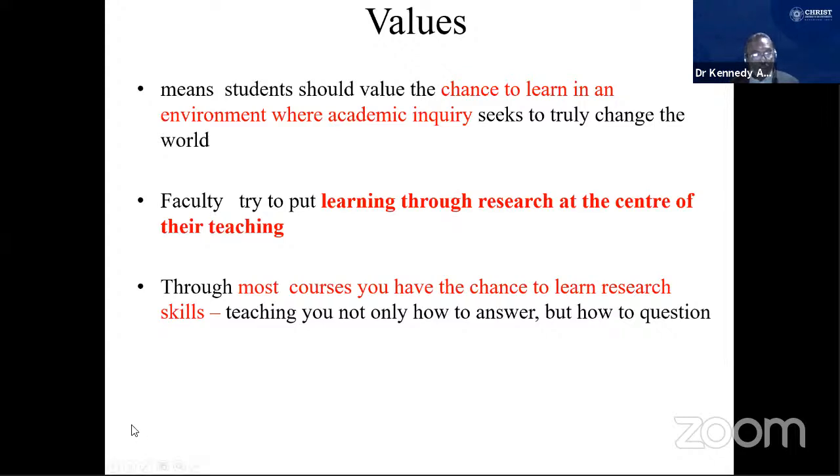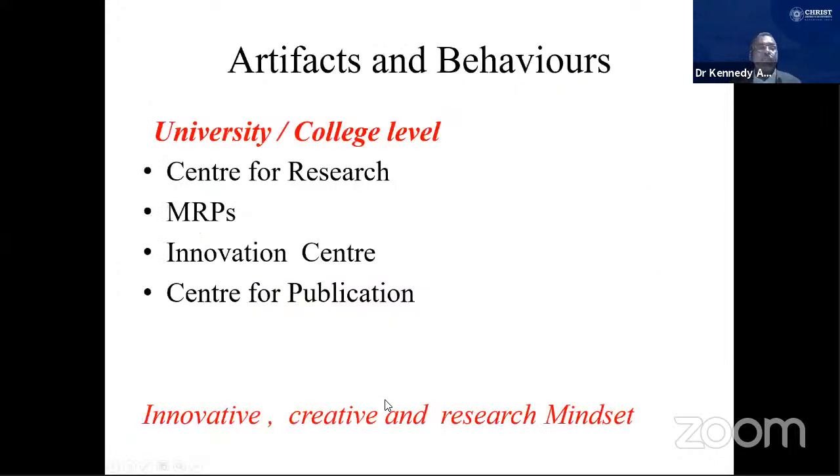Some of the artifacts could be: do you have a research center, major research projects? In the natural and physical sciences, you have special labs set up under the institutions of potential excellence. There are so many grants available. What is the government trying to tell us? There's a subtle message in that: start building the artifacts and behavior of a research culture and teaching in the university. Look at the Center for Publication. All that we're talking about is an innovative, creative, and research mindset.